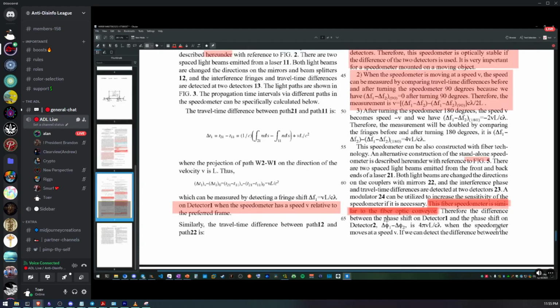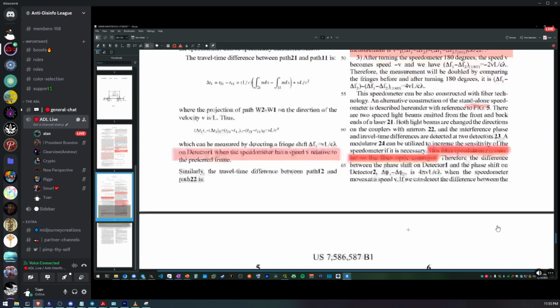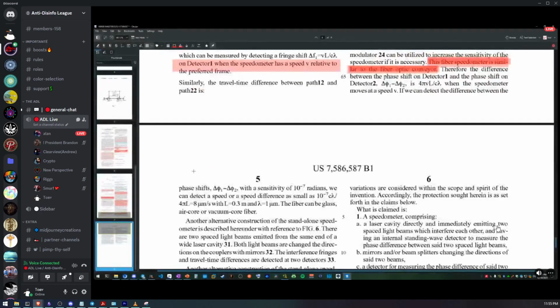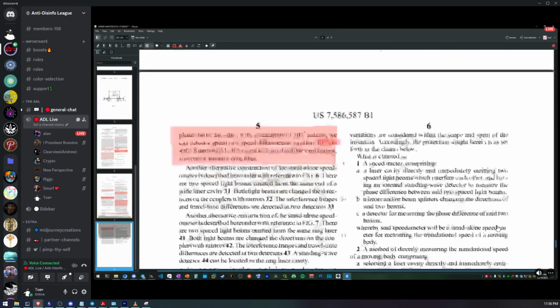Therefore, the difference between the phase shift on detector 1 and phase shift on detector 2, delta phi sub 1 and delta phi sub 2, is 4 pi VL over C lambda, where the speedometer moves at speed v. If we detect the difference between the phase shifts with a sensitivity of 10 to the minus 7 radians, we can detect a speed or a speed difference as small as 10 to the minus 7 lambda units in millimeters. Very cool. So yeah, just more micrometer precision.